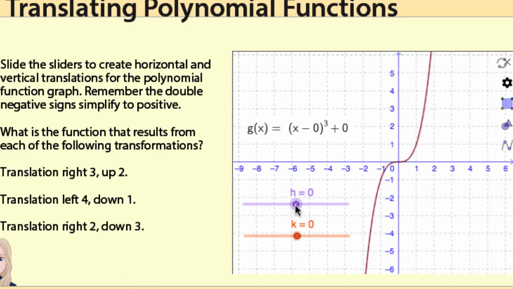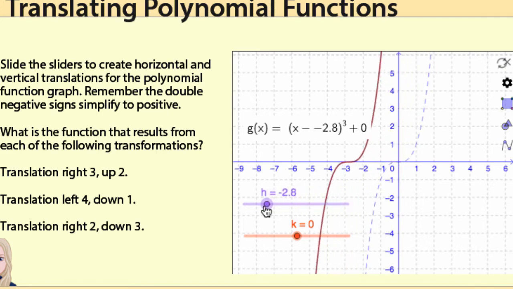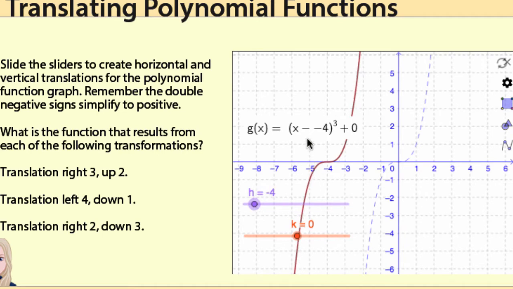Okay, now I've reset the function. Let's look at the next one. Translation left 4, down 1. So my h is going to go 4 to the left. Notice it's x minus negative 4, so it should be x plus 4 when you simplify. And that's what the slide refers to with a double negative sign. It's just simplified to positive. So it should be x plus 4 in the parentheses here. Down 1, k goes negative, right there. So x plus 4 cubed, then minus 1. And the plus minus you have to simplify to minus.